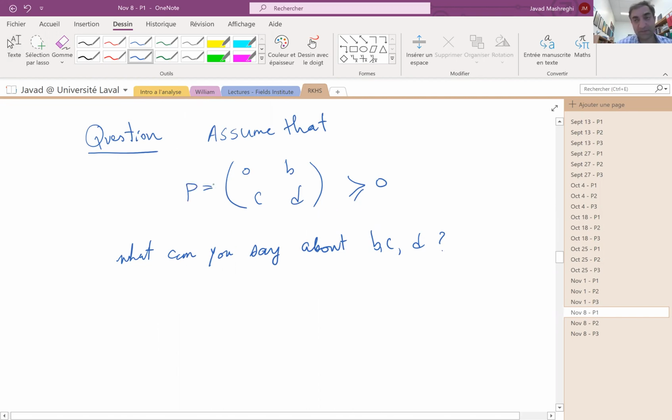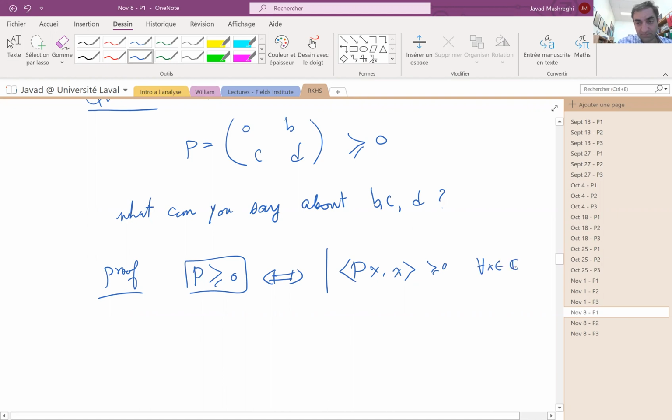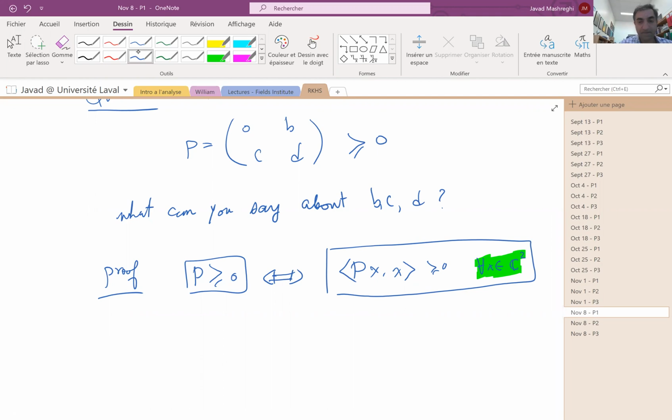And here is another point where what I emphasized before shows its importance. P being positive is equivalent to the inner product of Px and x being bigger than or equal to 0 for all x in C2, not R2. I emphasized this before, but its importance you'll see here. For any x in C2, the inner product of Px and x has to be positive.